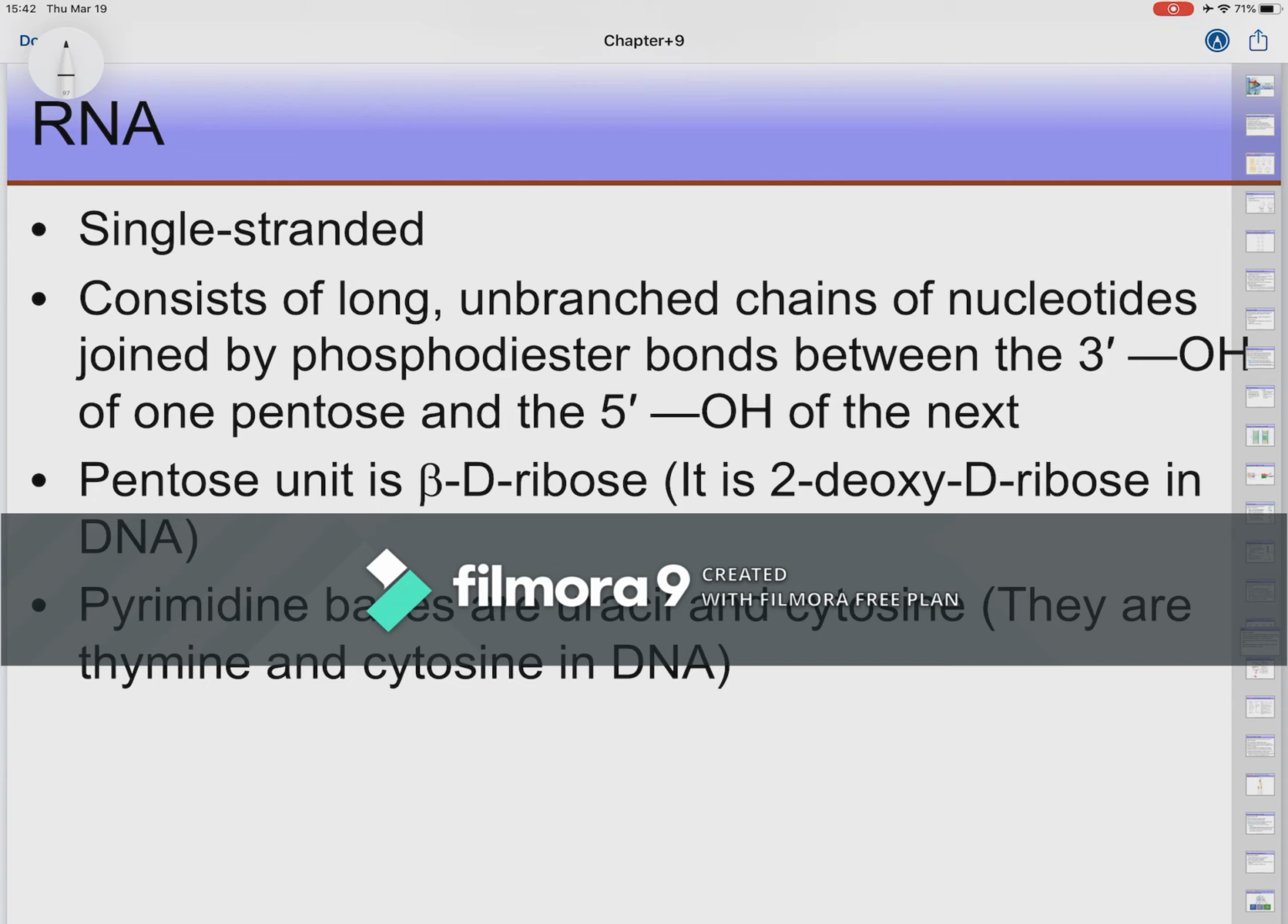So RNA is single-stranded compared to DNA that is double-stranded and exists in the double helix. It consists of long, unbranched chains. We're going to see the same phosphodiester bonds. We will just see that it's a different sugar. This is the deoxyribose as opposed to the regular ribose. Pyrimidine bases are uracil and cytosine. So uracil is the addition to the RNA instead of the thymine.